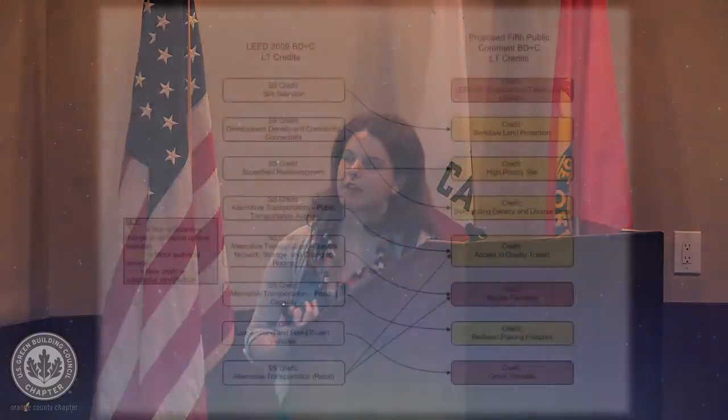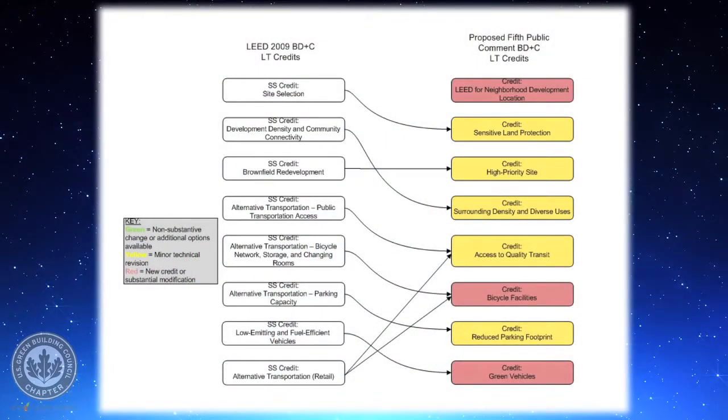What you see on the screen now is just a graphic representation of what happened with location-based credits from LEED 2009 to LEED version 4. What you'll see as we go through is that this is a relatively minor change compared to some of the other categories. Red is more of a major change, yellow is relatively minor compared to other credits in the system, and then green, which there will be green credits, I promise, is a relatively low level of change, or maybe we just added some options.